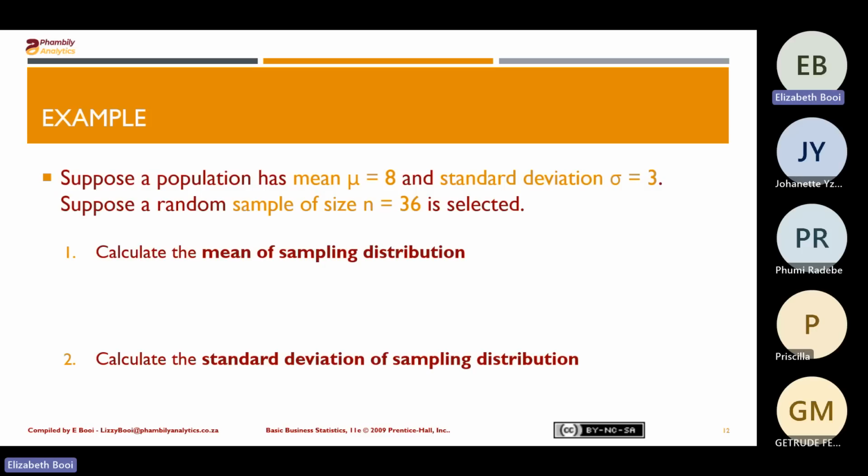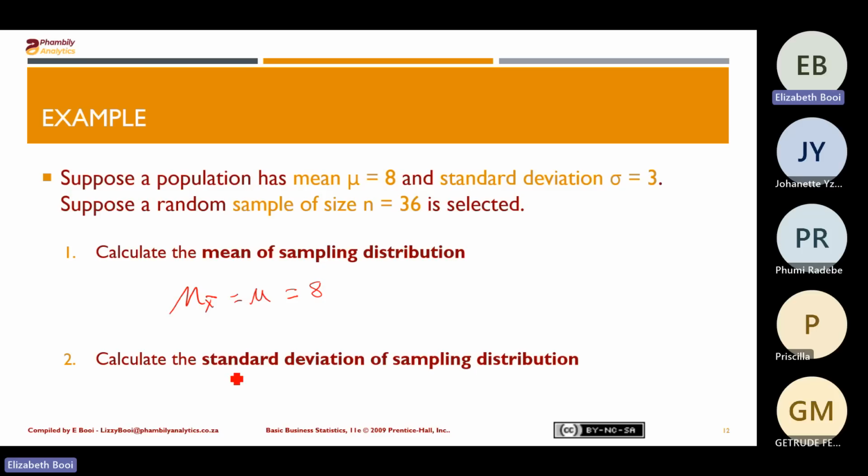So let's look at an example of how we can apply those properties in calculating the mean and the standard deviation. Suppose a population has the mean of 8 and the standard deviation of 3. Suppose a random sample of n equals 36 is selected. Calculate the mean of the sampling distribution. We know that the mean of a sampling distribution is equal to the population mean. Therefore, the answer there will be equal to 8.